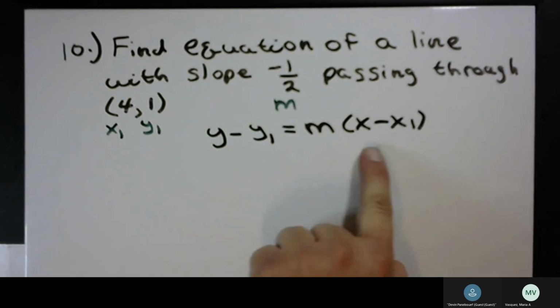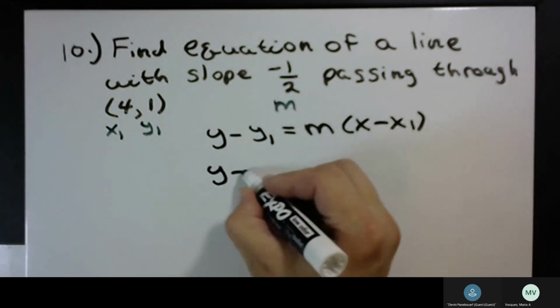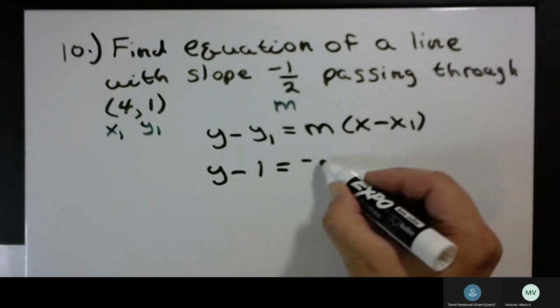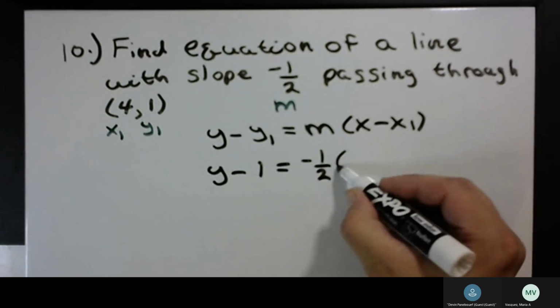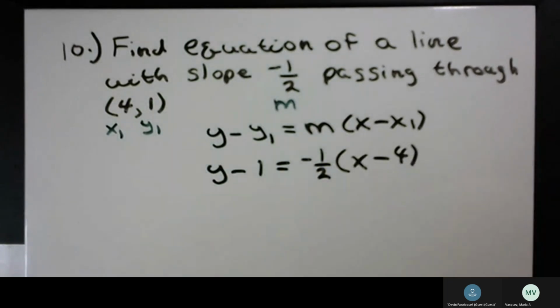And so this is the point slope formula. This is one of those things you want to try to memorize, just like the slope formula. So we replace y1 with 1, m with -1/2, and x1 with 4.